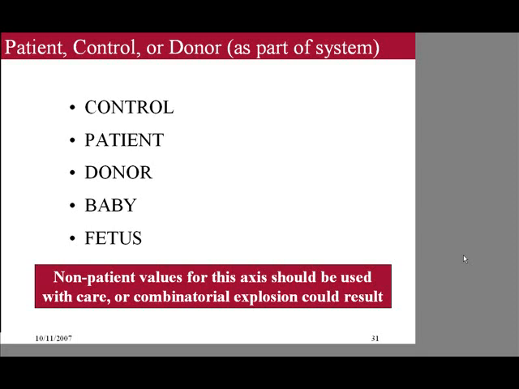The one caveat there is that if you're not careful, this can lead to combinatorial explosion, because especially when you get into a donor or a baby, you can theoretically measure anything in a donor that you can normally measure on a patient. So if you make LOINC codes for all the things that you can measure on a donor, you're going to essentially double the number of LOINC codes.